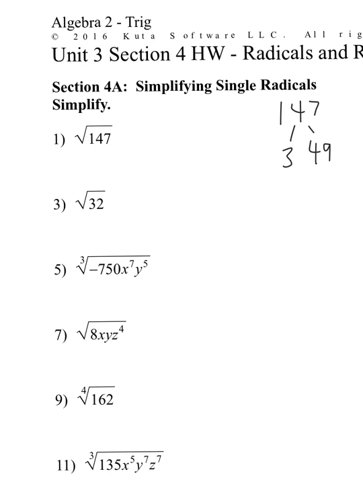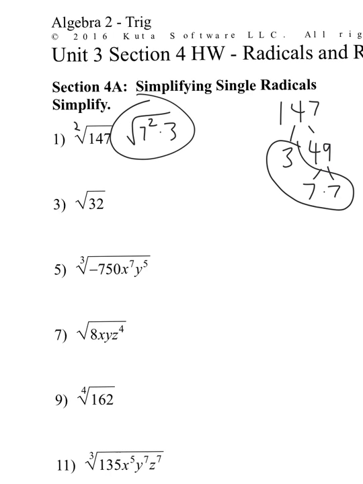Okay, 3 goes into it. And then 49 is 7 times 7. Now, with a square root, remember that means the index is 2 right here. What we want to look at in this prime factorization is we want to look for pairs. I mean, this could really be written as the square root of 7 squared times 3. Now, I don't always write it like this. I look over here and I say, I've got a pair.